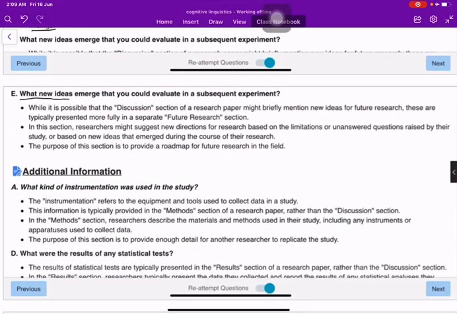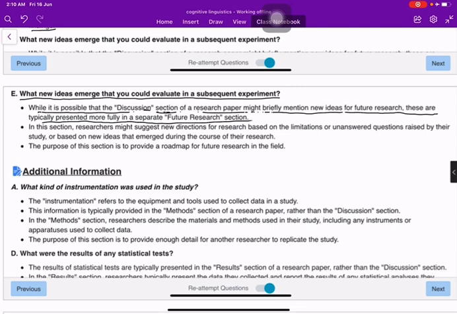The next, what new ideas emerged that you could evaluate in a subsequent experiment? While it is possible that the discussion section of a research paper might briefly mention new ideas for future research, these are typically presented more fully in a separate future research section. In this section, researchers might suggest new directions for research based on the limitations or unanswered questions raised by their study, or based on new ideas that emerged during the course of their study. The purpose of this section is to provide a roadmap for future research in the field.